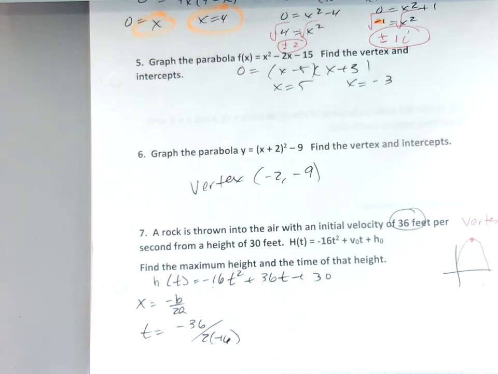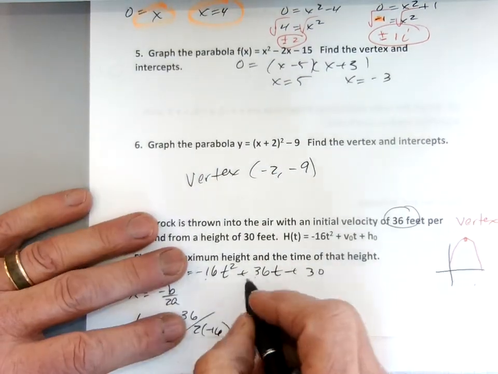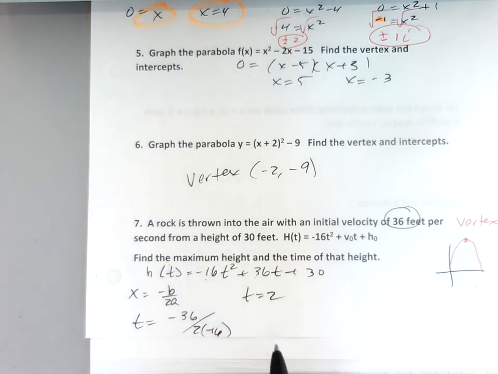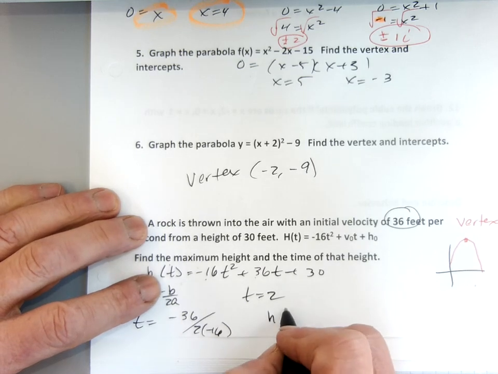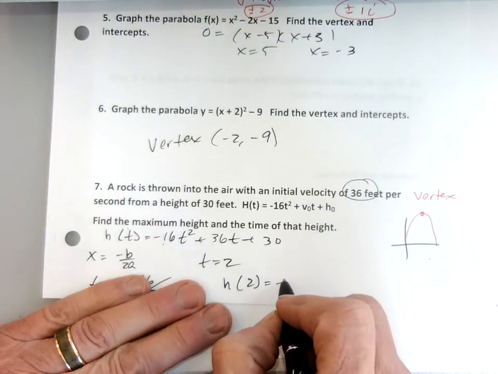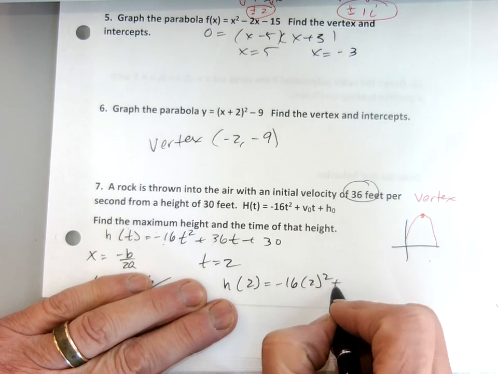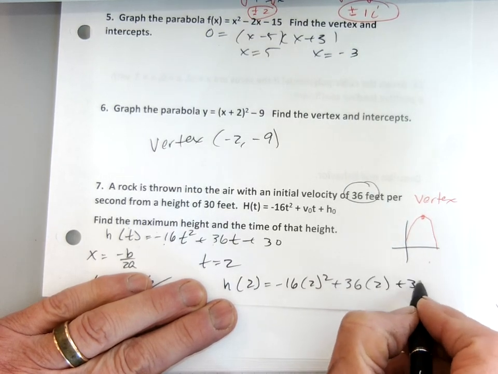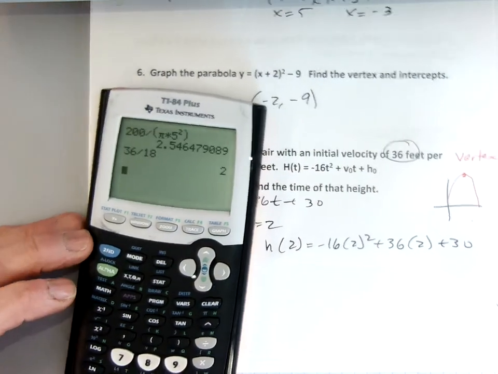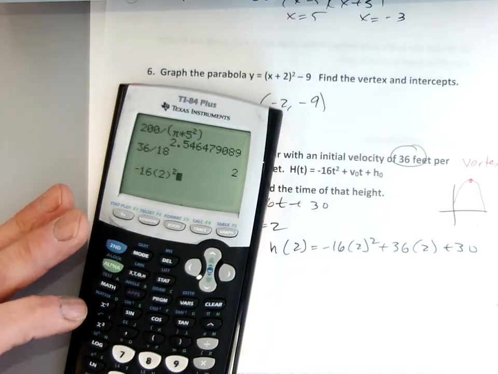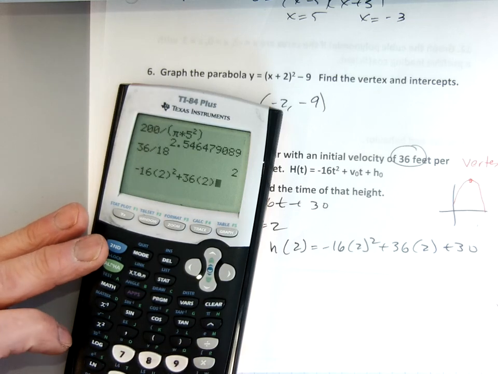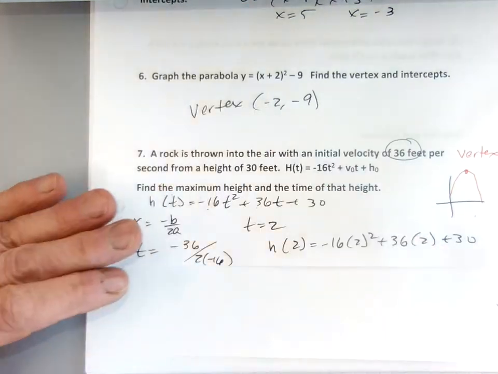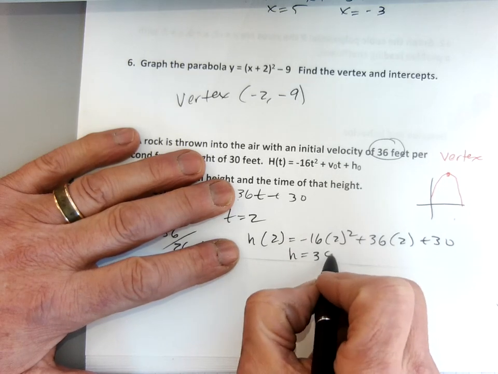36 divided by 18 must be 2 then, right? 36 divided by 18 is 2. I know that. I didn't need a calculator. So at 2 seconds, so it's t equals 2. Now what's the height? Well, plug it in. So we know the maximum height's at 2 seconds. Plug it in. I'll have h of 2 is equal to -16 times 2 squared plus 36 times 2 plus 30. I'm just going to use my calculator, and I get an answer of about 38. So the height is 38 feet.